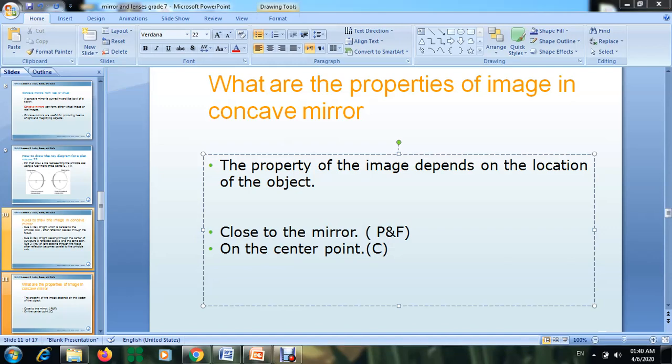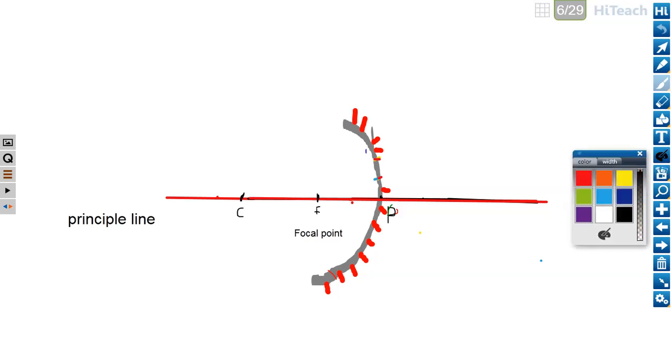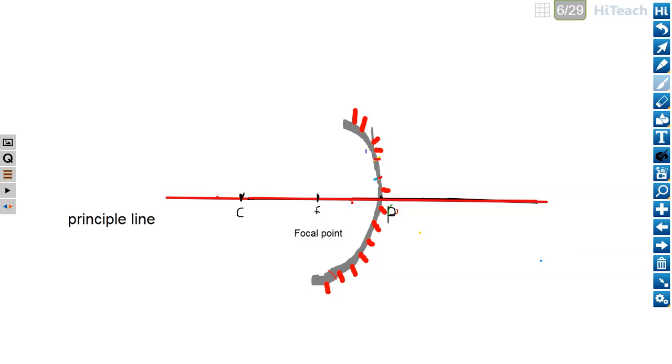In this case, you have a concave mirror. The location of the object is on C. It's standing here. This is the object on C. For this object, I'll use two incident rays that will hit the mirror.